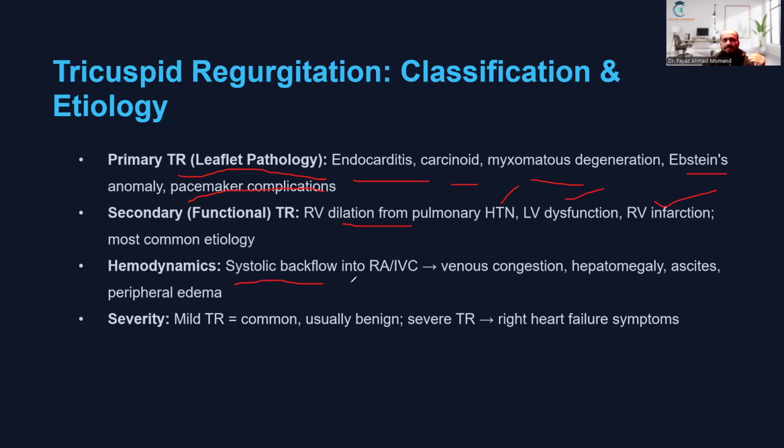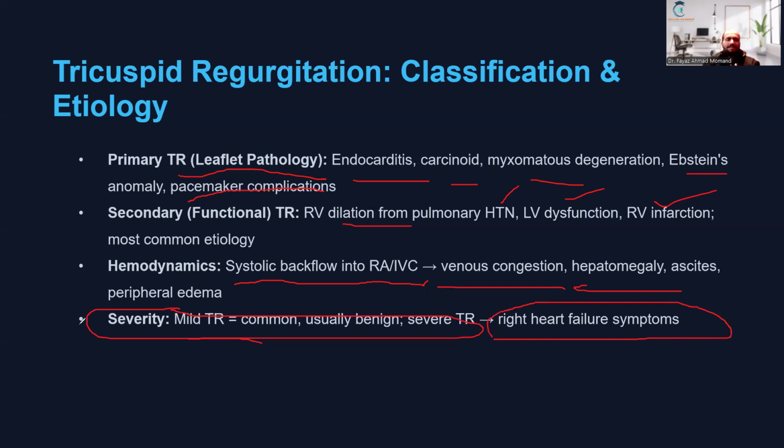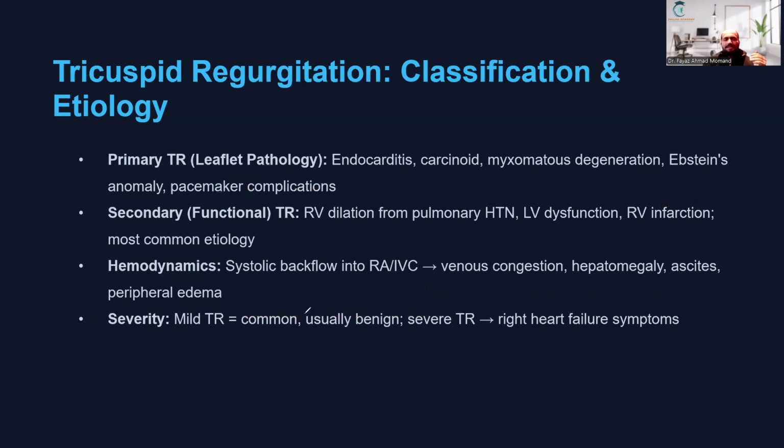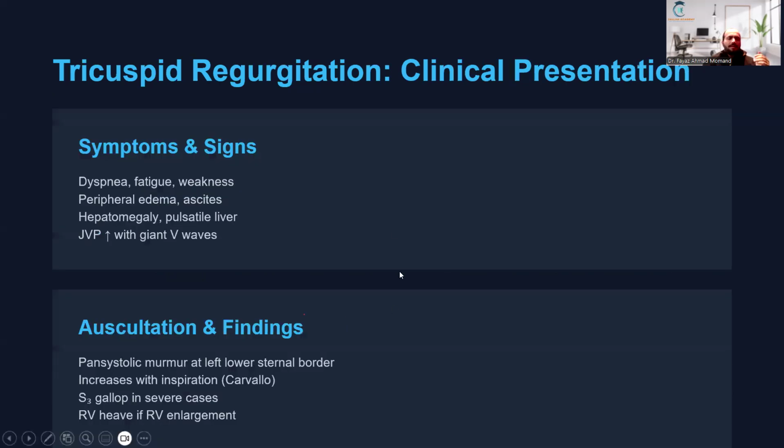Hemodynamics: this causes systolic backflow into the right atrium or inferior vena cava, which causes venous congestion, hepatomegaly, ascites, and peripheral edema. Severity-based: mild tricuspid regurgitation is common and usually benign. Severe may cause right-sided heart failure symptoms such as peripheral edema, hepatojugular reflex, liver congestion, etc.